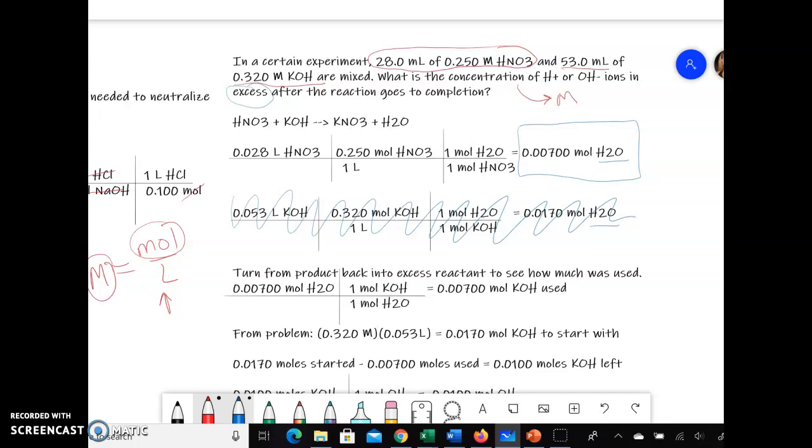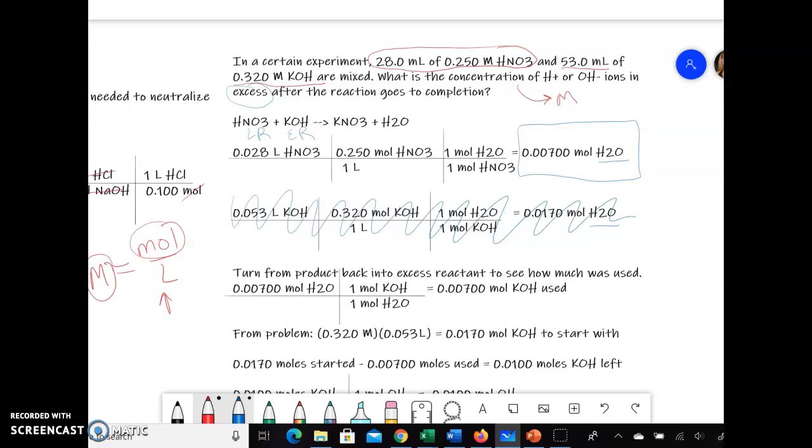So now I can label that the HNO3 is the limiting reactant, that's the one we run out of, and that the KOH is the excess reactant. And since they were asking us about excess, I now know that that's what I'm going to focus on. I'm trying to see what is the concentration of hydroxide after I react this.